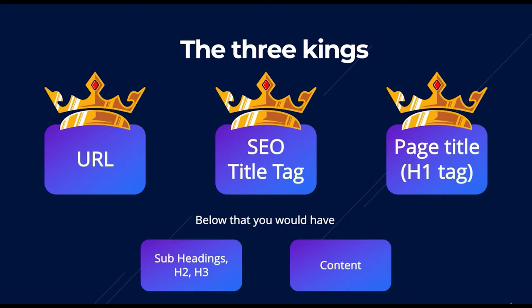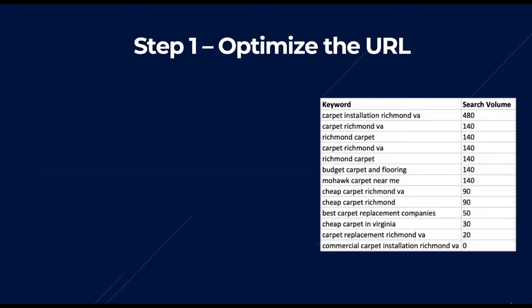Now we know this, we want to optimize our service pages for all three elements. Step 1. Optimize the URL. The first king is going to be the URL as we discussed in the last slide. So what we're going to do first is optimize the URL.